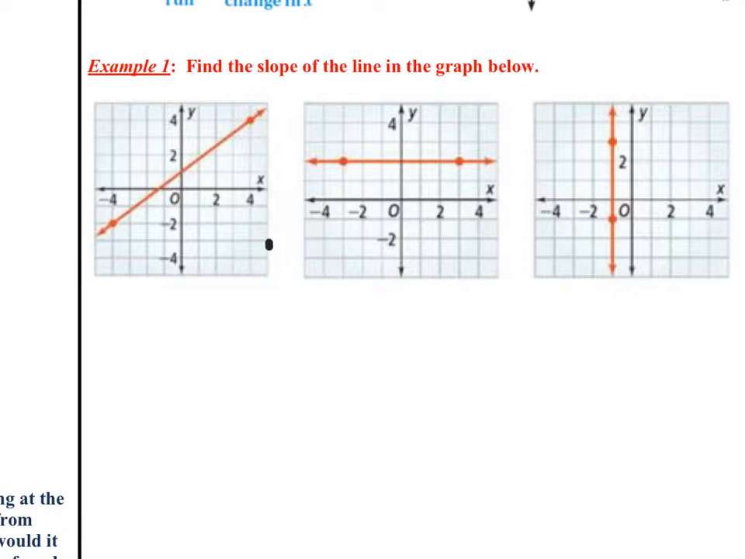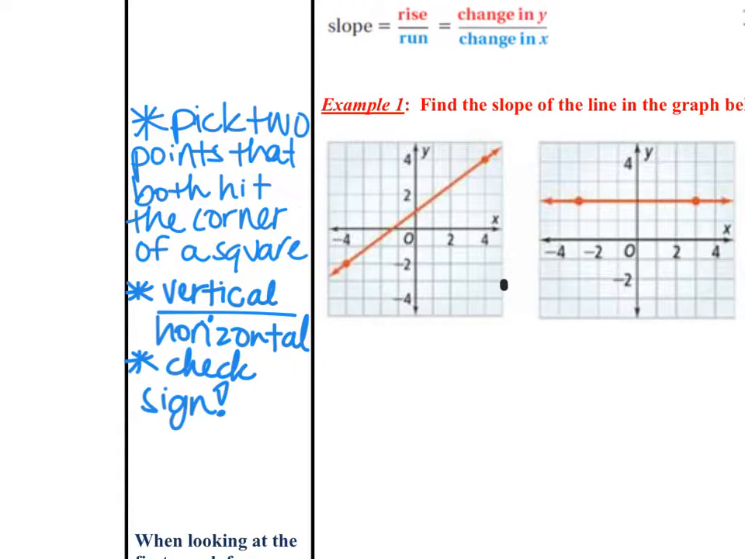First thing, we're going to write out 3 things to remember when finding slope. I'm going to write them on the left-hand side. If you want to write them somewhere else, that's fine. Those are 3 things I really need you to remember when finding slope from a graph.